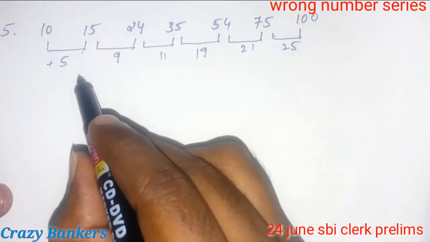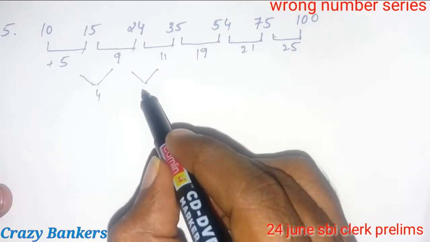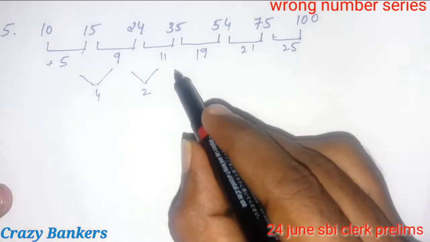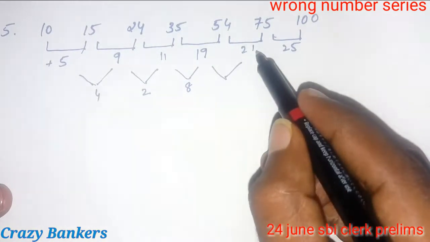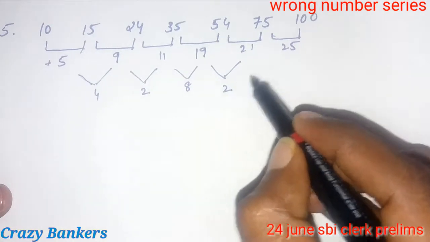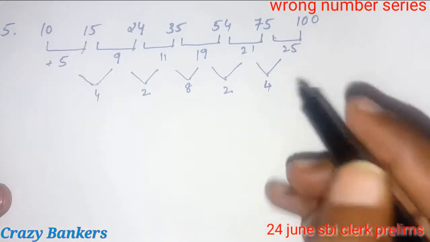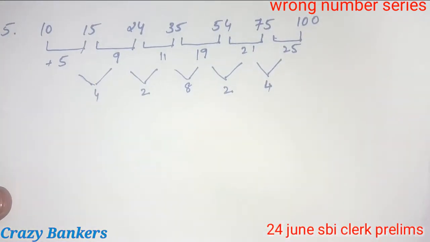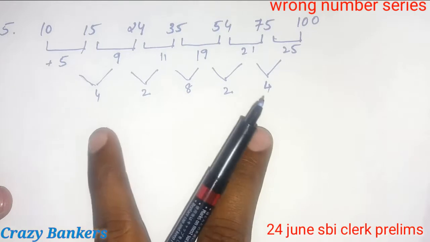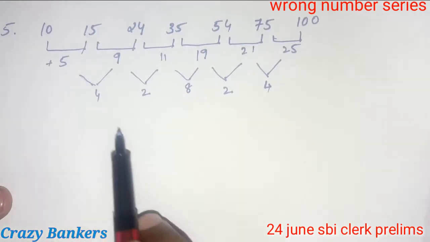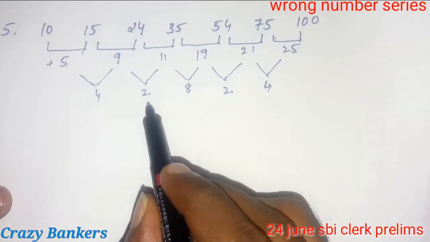Let's take another difference. 9 minus 5 is 4, 9 and 11 is 2, 11 and 19 is 8, 19 and 21 is 2, and 21 and 25 is 4. Now we have 4, 2, 8, 2, 4. We have 2 times 4 and 2 times 2. Maybe this series is a 4 number series or something else. Let's try with 4.